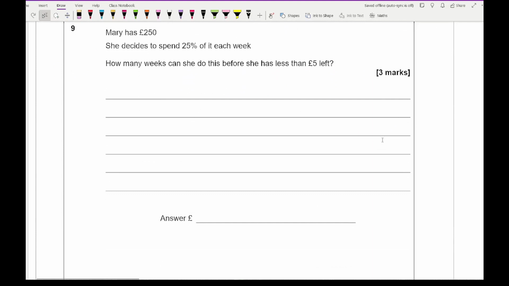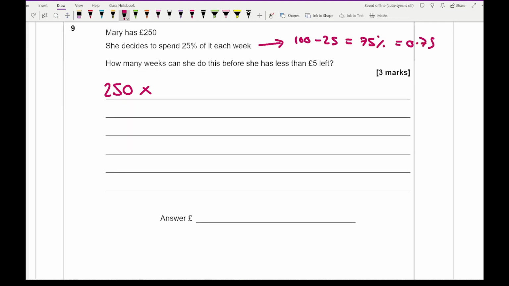Then moving on to our last question, it says that Mary has £250. She decides to spend 25% of it each week. How many weeks can she do this before she has less than £5 left? So looking at the formula, this is going to be 250. Now 25% decrease, again start with 100, taking away 25, which is 75%, which is 0.75. So I'm going to multiply that by 0.75 to the power of n. Now what I'm looking for is the first value of n that takes it below 5. So what I then need to do is guess values.